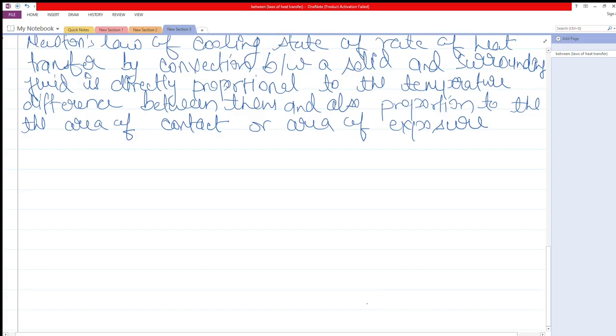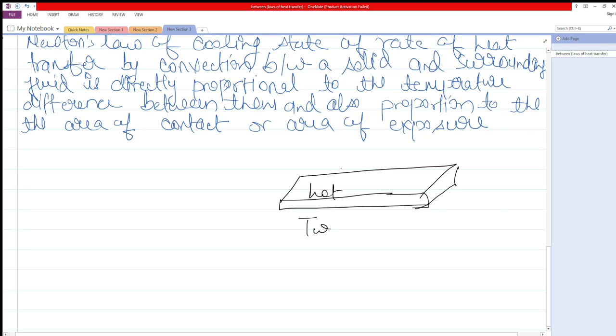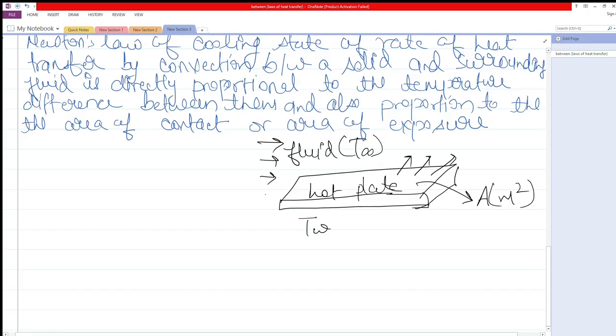It says that if there is a horizontal plate at temperature T1, and this is a hot plate, and there is a surrounding fluid which is at temperature T infinity, then the heat transfer will take place from the hot plate to the surrounding fluid. Let the area of the plate be A in meter square.